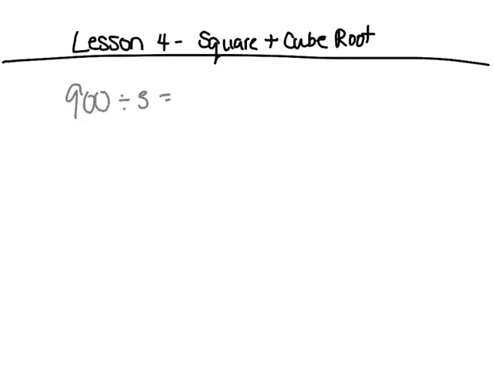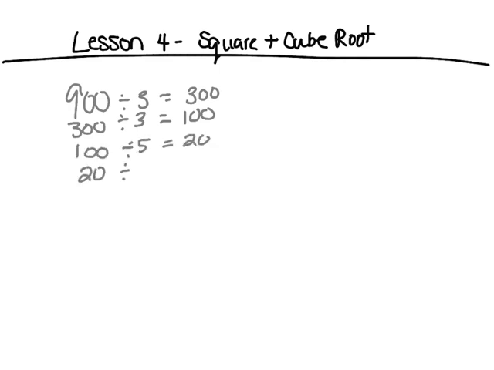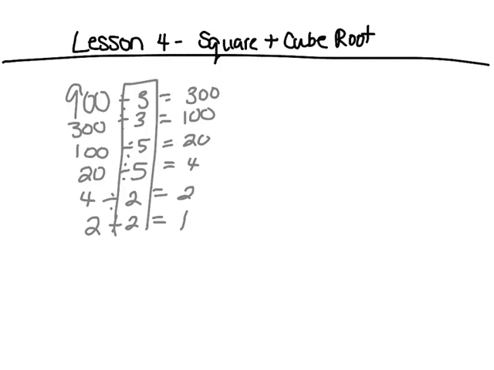900 divided by 3 is equal to 300. 300 divided by 3 is equal to 100. 100 divided by 5 is equal to 20. 20 divided by 5 is equal to 4. 4 divided by 2 is equal to 2. And 2 divided by 2 is equal to 1. So our prime factorization is 2 times 2 times 3 times 3 times 5 times 5.